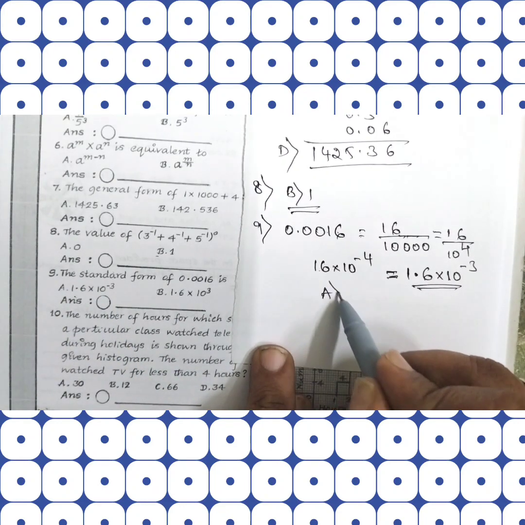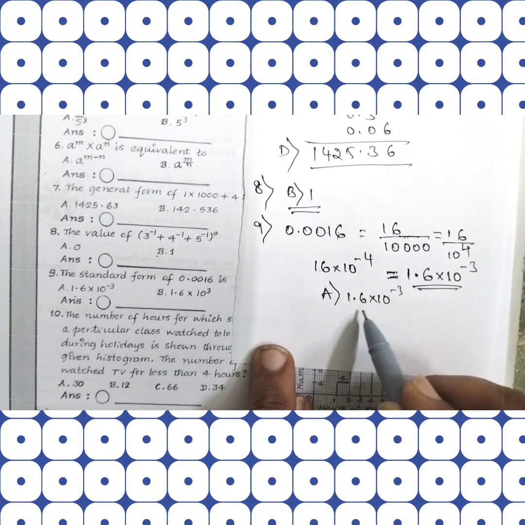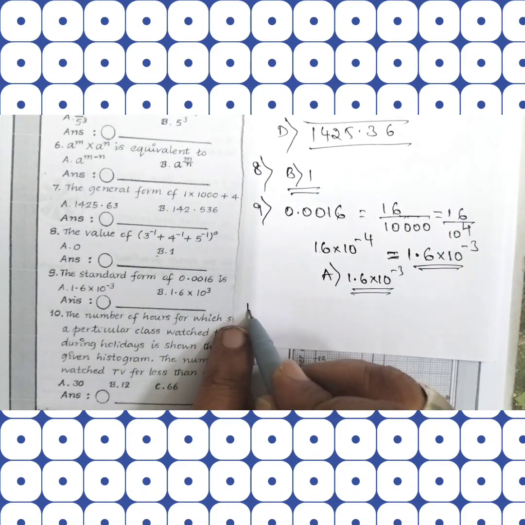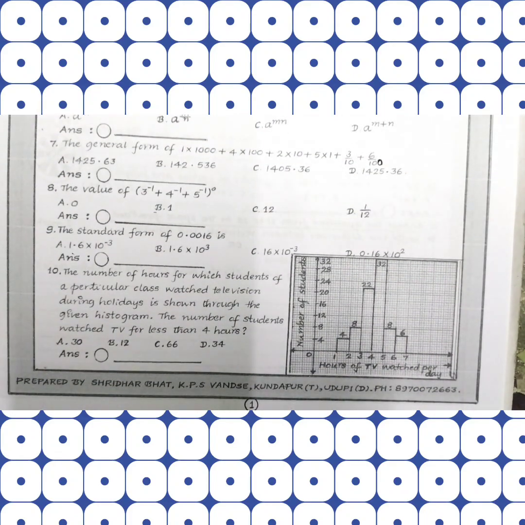So for the ninth question, option A, 1.6 into 10 to the power of minus 3, that is the right answer. Now let us move to the 10th question. In the 10th question, the number of hours for which students of a particular class watch television during holidays is shown through the given histogram. The number of students who watch TV for less than 4 hours.